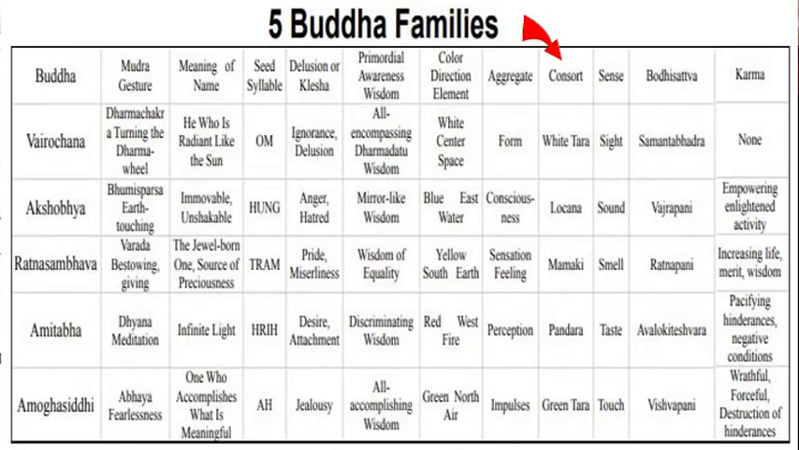And they have consorts, female Buddhas: White Tara, Lochana, Mamaki, Pandara, and Green Tara. So they are equal in terms of their realization, in terms of this mandala.